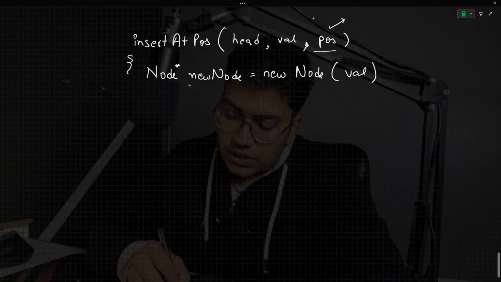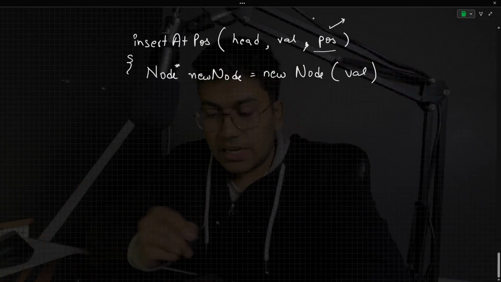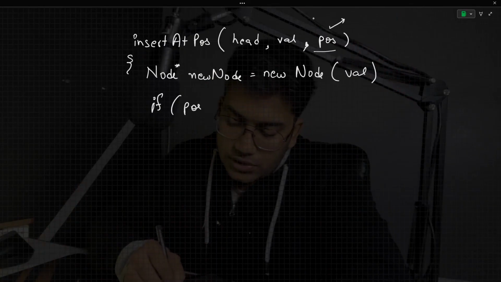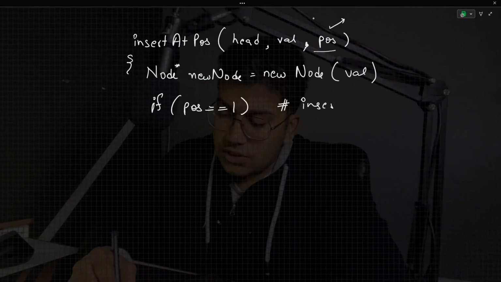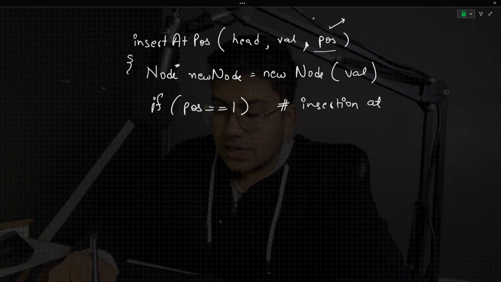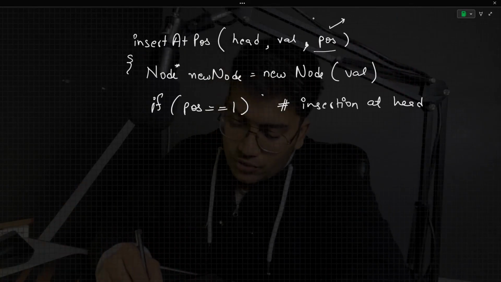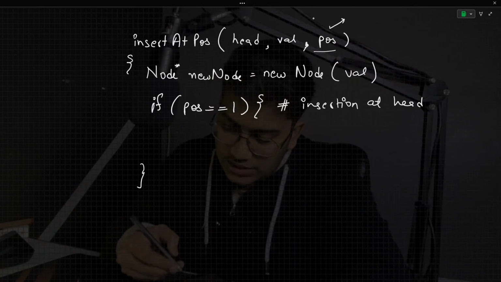So once you create this new node, what you have to do is reach the node just before that. But even before that, if position is equal to 1, that means this is insertion at what? Insertion at head. So we'll write the code for inserting at head. If that is the case, let's do this.